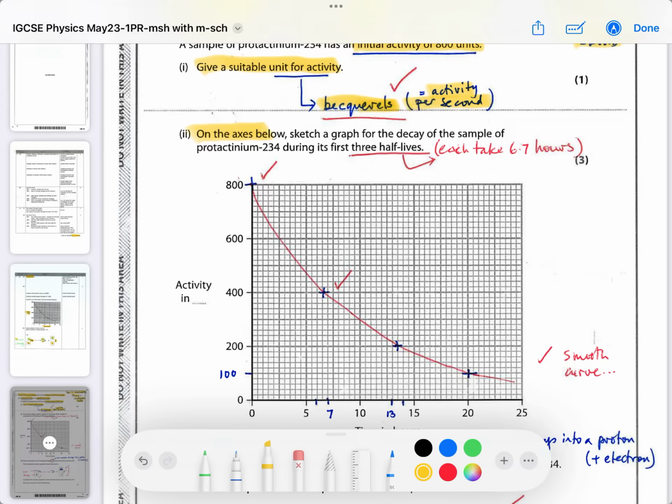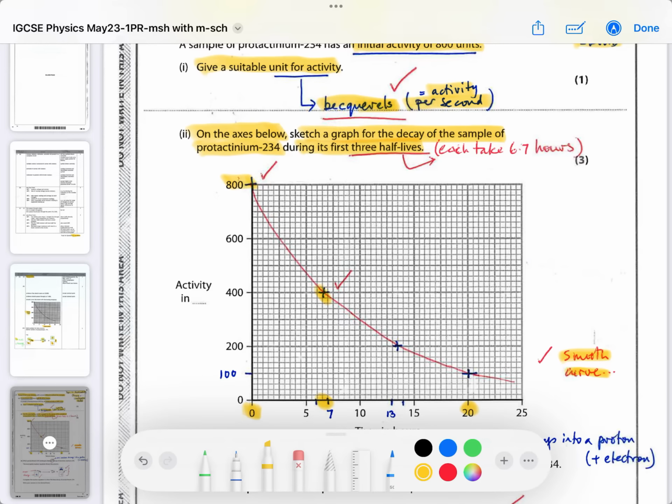On the axes, sketch a graph for the decay of the sample of protactinium-234 during its first 3 half-lives. So you see 3 half-lives would be about 20 something hours. Because of 6.7, I think it'll be exactly 20 hours. And it should be a smooth curve, which it is. And you need to start with 800 at time 0, okay? And then after the first half-life, which should be about 6.7 hours, so it'll be just below 7, I put 7 there.